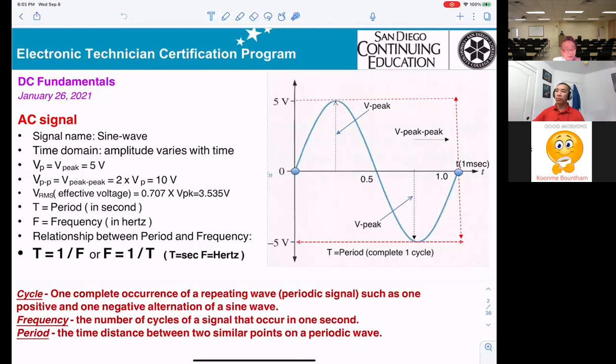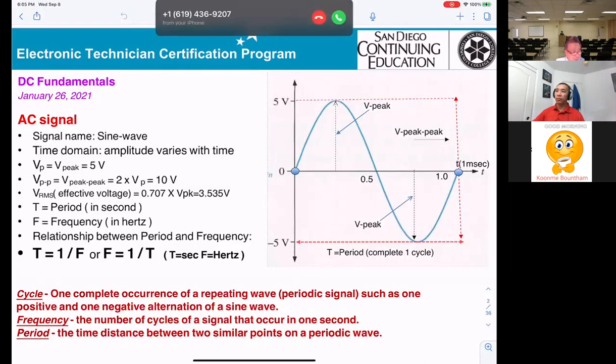When you're looking at the sine wave, you're able to recognize everything like we just showed you. Okay? In here, I already gave you some definitions.